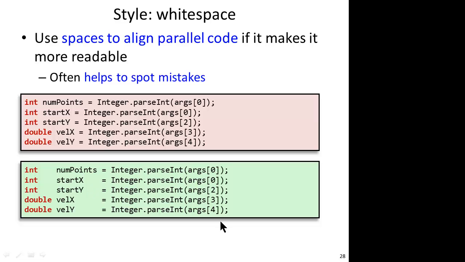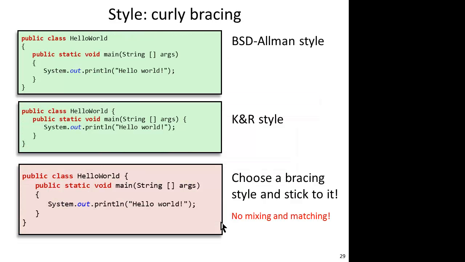Where to put the curly braces. You may be surprised to learn there is a raging religious debate in programming about how you should use your curly braces. There's BSD Allman style, which is usually what I use, and there's also a K&R style. The difference is where you put the open curly brace. Do you put it on the line by itself, or do you put it on the line before that?